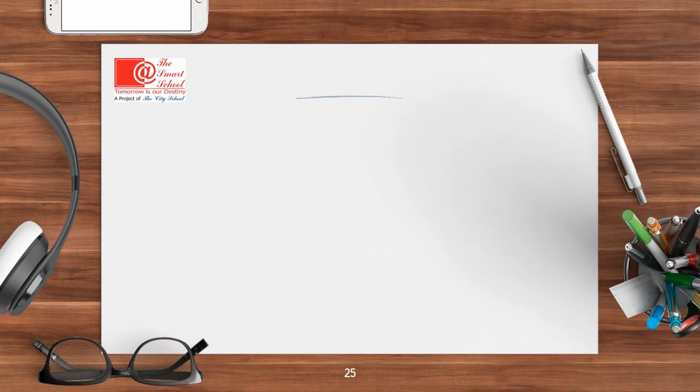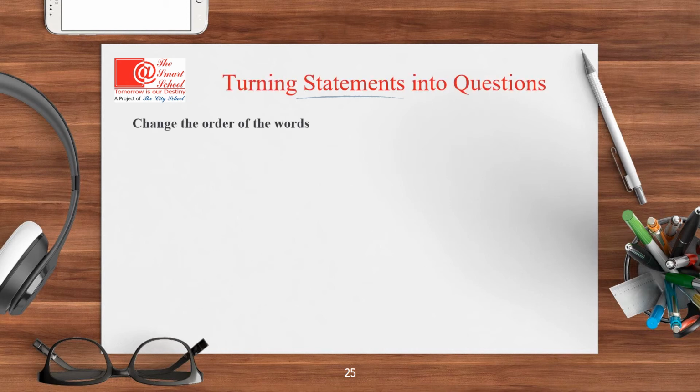Now let's see how we can turn a statement into a question. Sometimes we just change the order of the words. For example, if we have a sentence like, you are well. If we change the order of the verb, then it turns out to be, are you well? And this is a question.